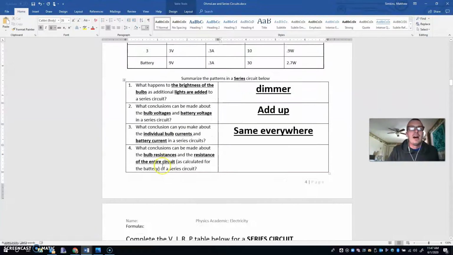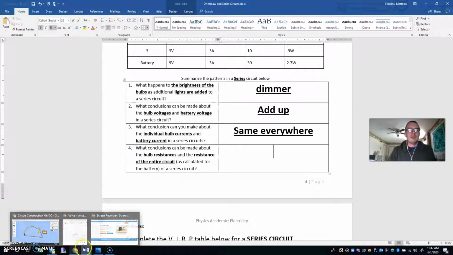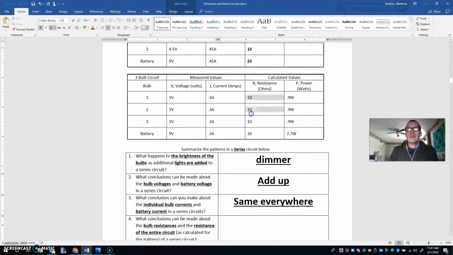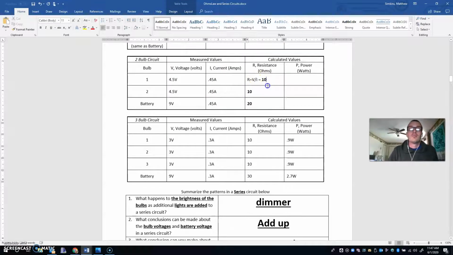Thank you. All right. Last one, bulb resistances and the resistance of the entire circuit. Well, if we take a look at our data table, 10 plus 10 plus 10 is 30. 10 plus 10 is 20.